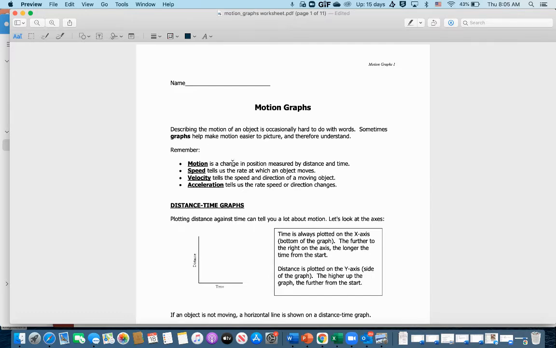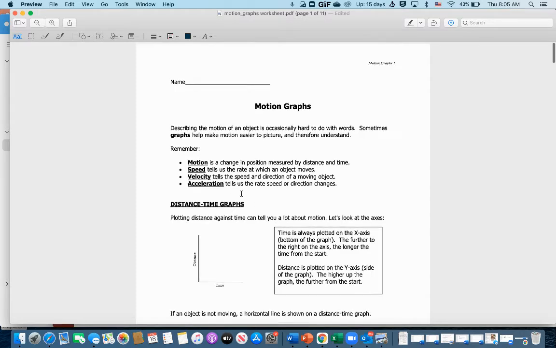Remember, motion is a change in position measured by distance and time. Speed tells us the rate at which an object moves. Velocity tells us the speed and direction. So this one is a scalar, while this one's a vector. And acceleration tells us the rate at which speed or direction changes. So we talked about this in the PowerPoint: velocity is speed and direction, so if we change one of those, we're changing our acceleration.